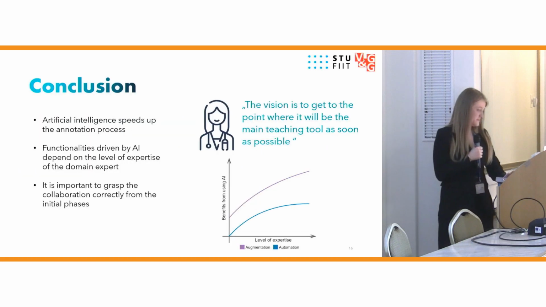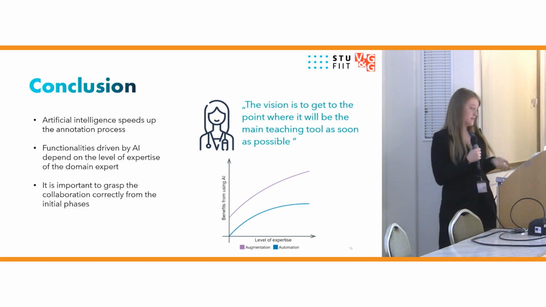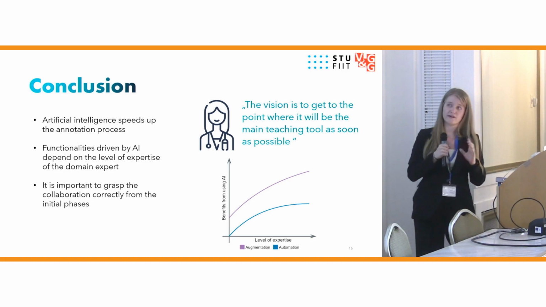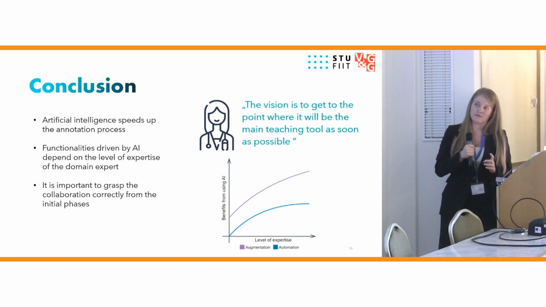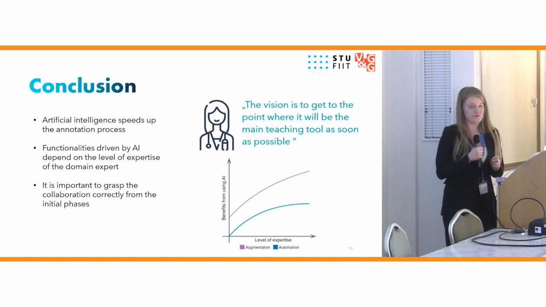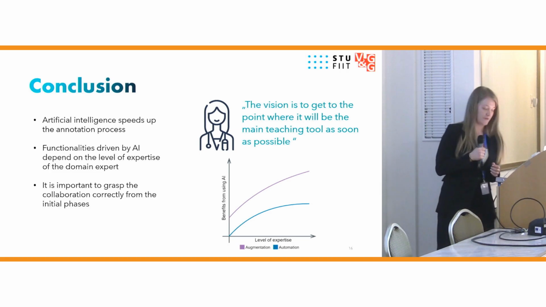So in conclusion, artificial intelligence speeds up the annotation process, but it's really important to mention that the functionalities driven by AI depend on the level of expertise of the domain expert, and it's also very important from a UX perspective to grasp the collaboration correctly from the initial phases.